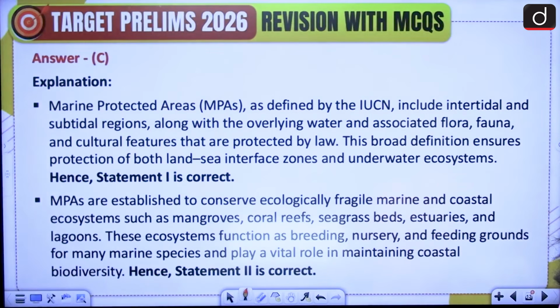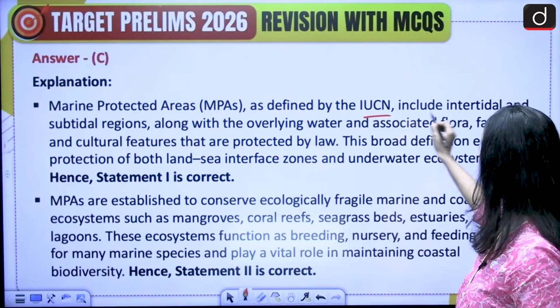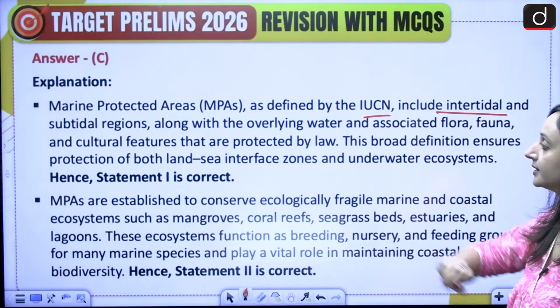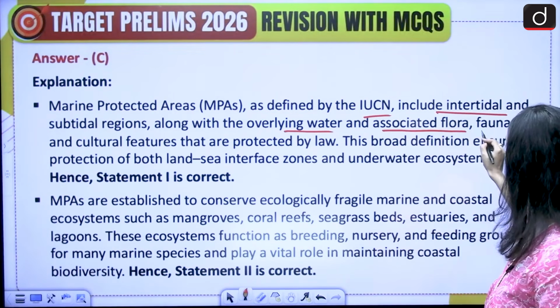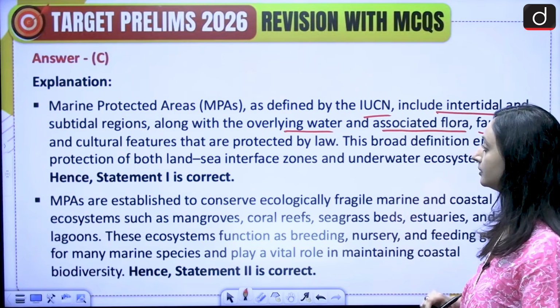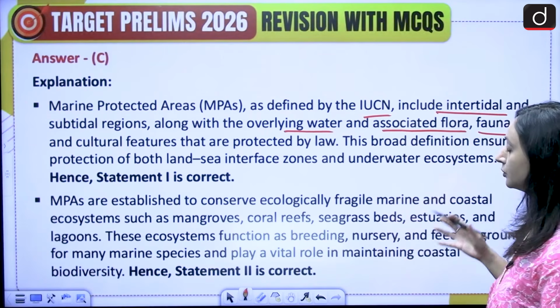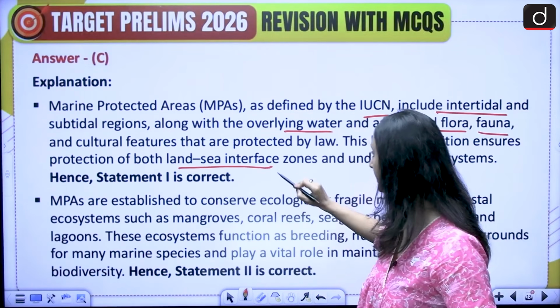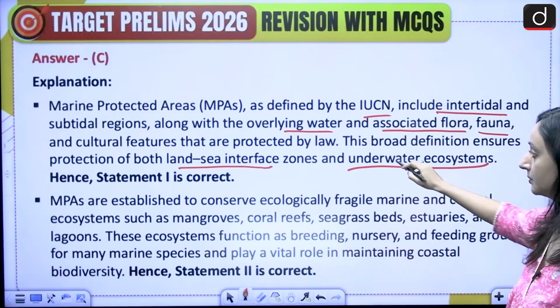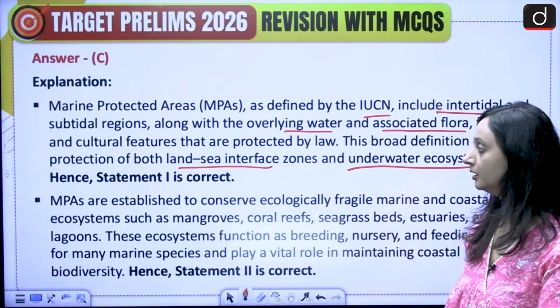Marine protected areas are defined by the IUCN and include intertidal and subtidal regions along with the overlying water and associated flora, fauna and cultural features that are protected by law. So this is a broad definition that ensures the protection of both land-sea interface zones and underwater ecosystems, right? Subtidal also and intertidal also.